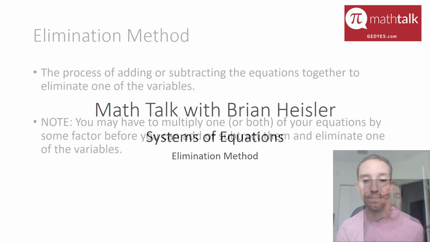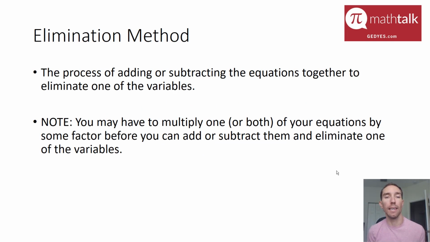So let's get started. The elimination method is a process where you are going to either add or subtract the entire equations together in order to eliminate one of the variables. Something to keep in mind as we go through this process is that you may actually have to multiply one or both of your equations by some number in order to be able to eliminate the variable. The goal is that in order to eliminate a variable by adding or subtracting the equations, the coefficient has to have the same number. It doesn't matter if one's negative and one's positive, but they have to be the same number. So let's look at a couple of examples on how to use this method.